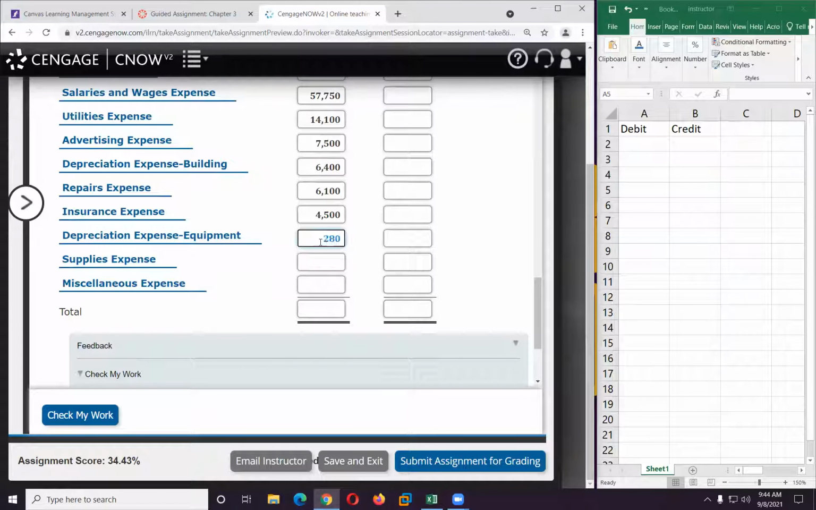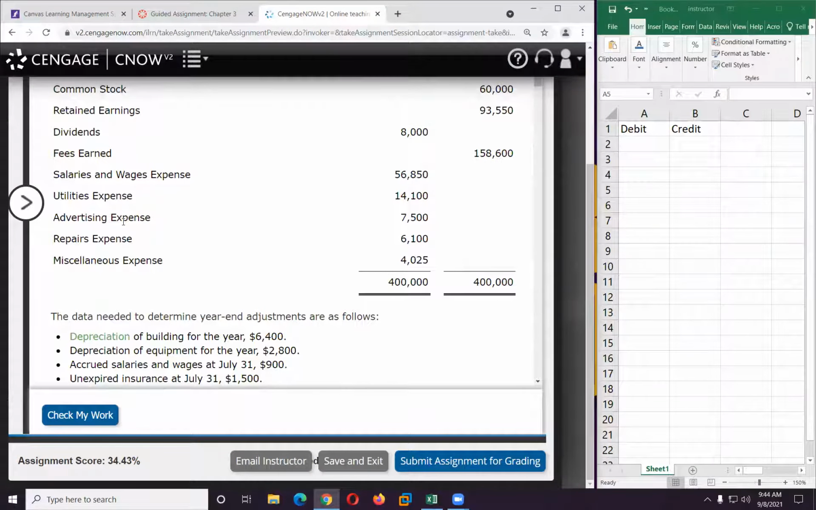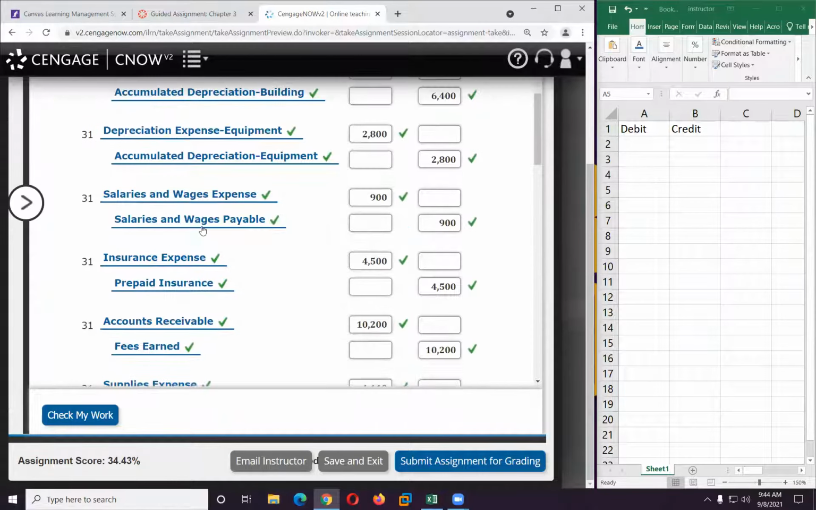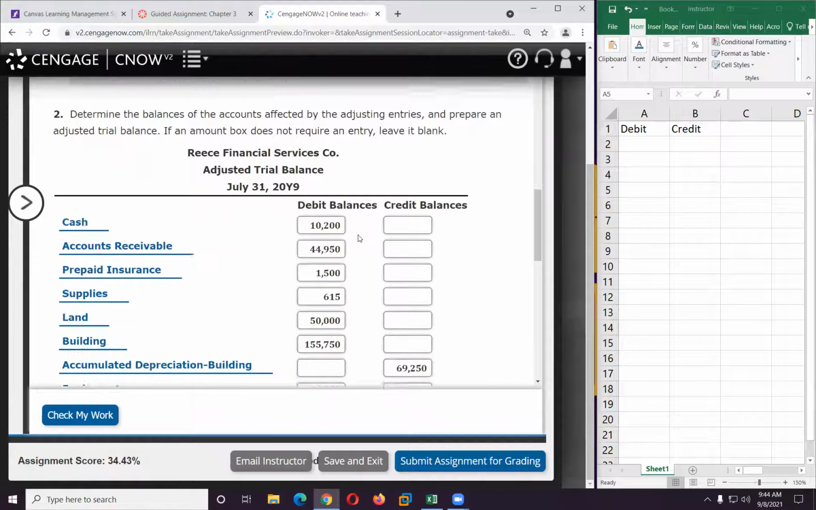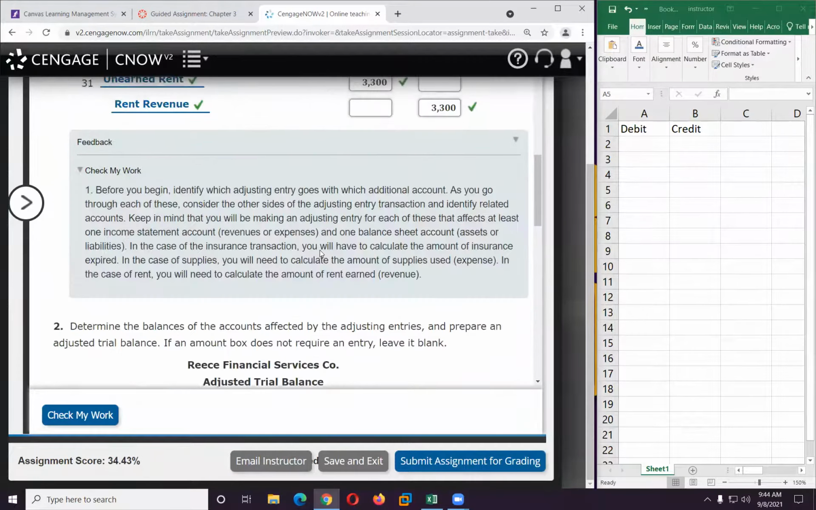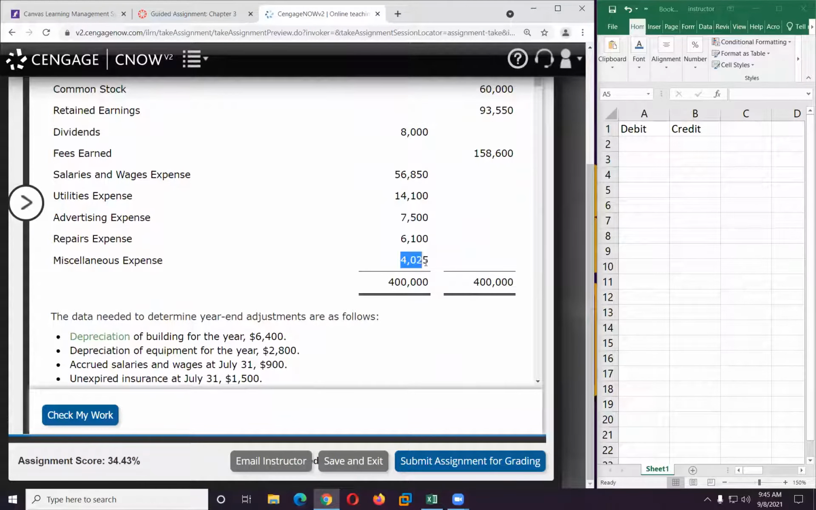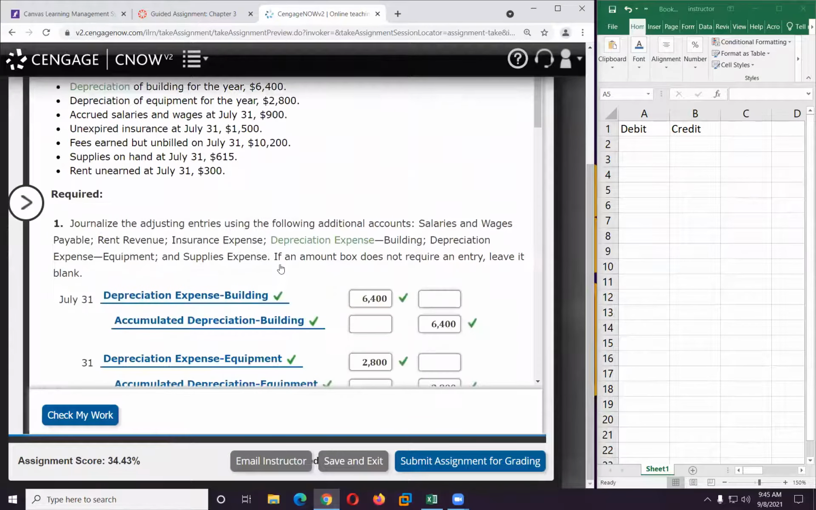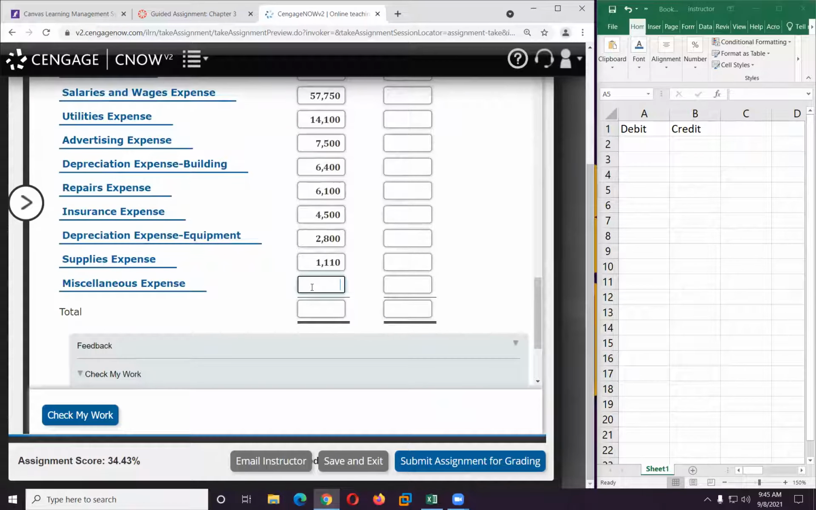Supplies expense. There was no balance up on the unadjusted trial balance. We did an adjustment to supplies expense right here, a debit of 1,110. So that's the new balance of the account. And finally, miscellaneous expense, which had a debit balance of $4,025. There were no adjustments to it, so the balance is still a debit of $4,025.